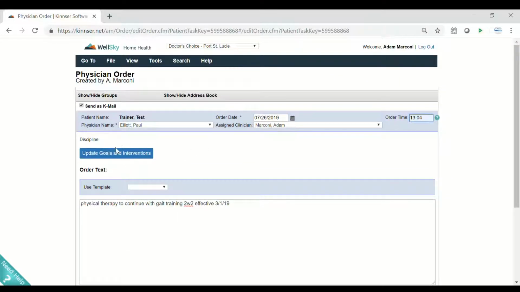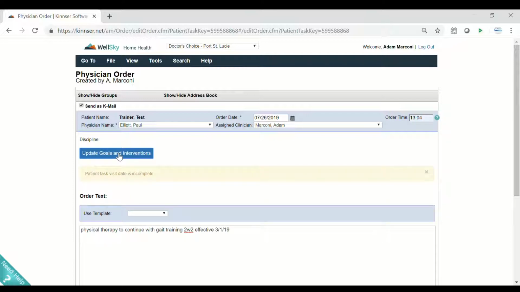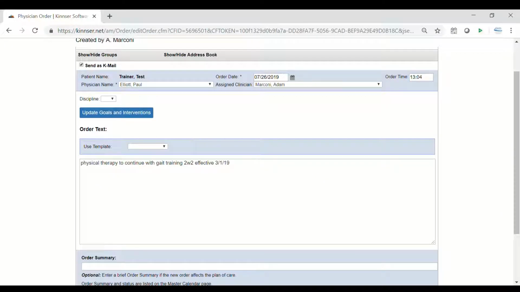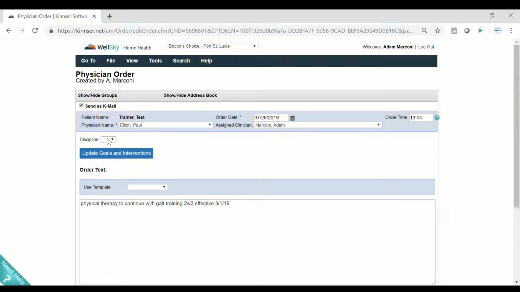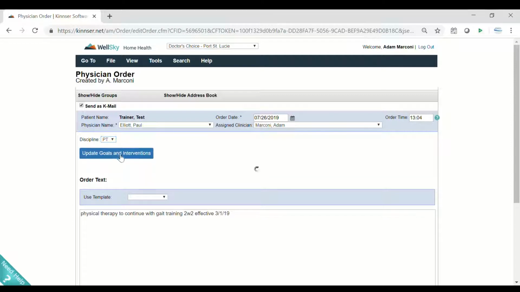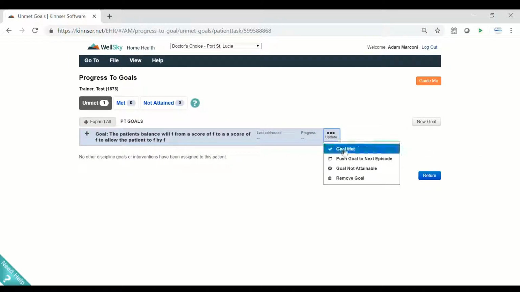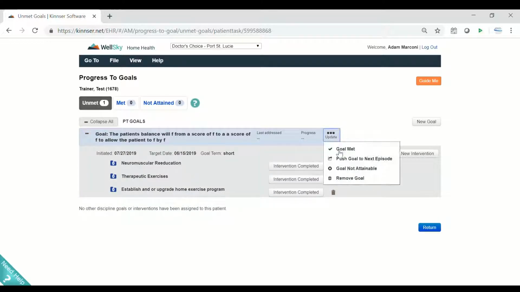If I want to go in and update a goal or intervention, I have to hit that little save button. And make sure you're selecting PT. Then I can go into the progress to goals dashboard. And again, in here you can go ahead and add a new goal, or maybe somehow I wanted to modify this goal in some capacity. I can do that.